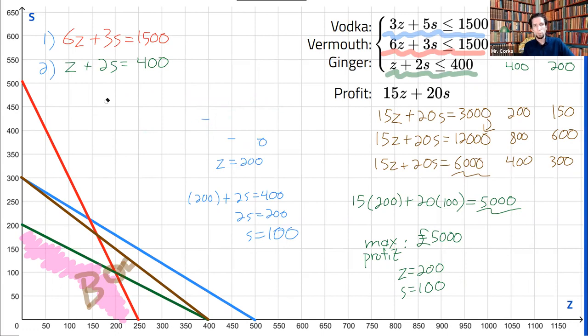What do we notice about the blue line, the blue inequality, our vodka constraints? What do we notice about that relative to what we said our best point is, point B?